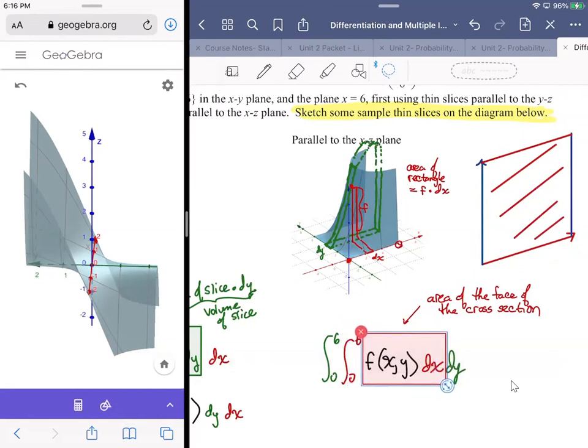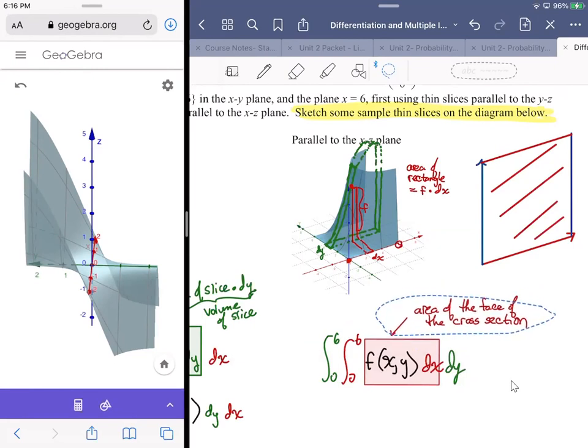That doesn't include the integral. All right, not quite. All right, a little bit better. So that is the area of the face of the cross section. If I integrate all of those areas over the interval, I will get the volume.